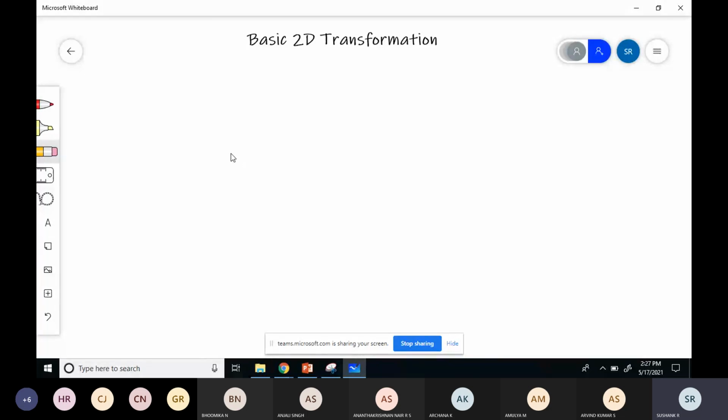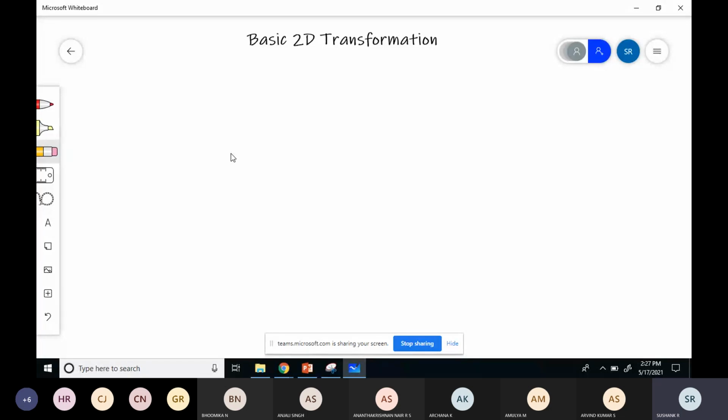The operations will be applied to these objects in the form of changing its position, changing its size, and also rotating the object. So three operations can be performed on the geometrical object: one is changing the position of the object, one is changing the size of the object, and the other one is rotating the object. That we will call geometrical transformation.